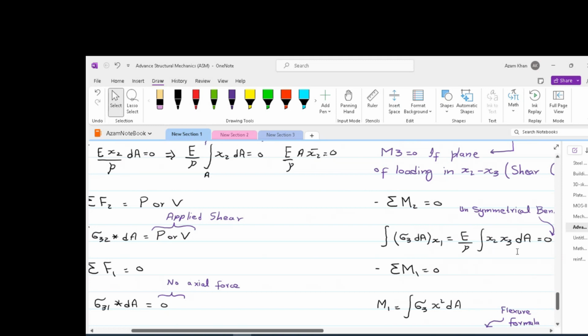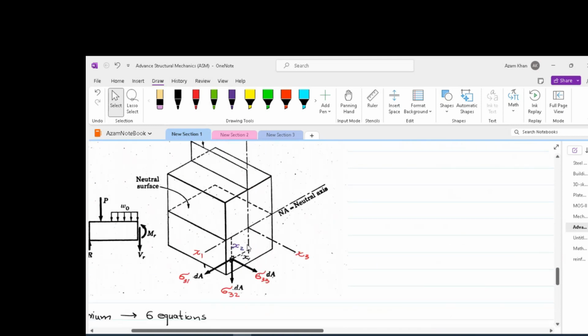So the product of inertia must be equal to 0. Now let us see how this works. Imagine we take an element at a distance minus x2 minus x1 from here, and another element in this quadrant at a distance plus x2 and plus x1. Similarly, we take an element in quadrant 3 and quadrant 4 in such a way that the absolute values of x1 and x2 stay the same.